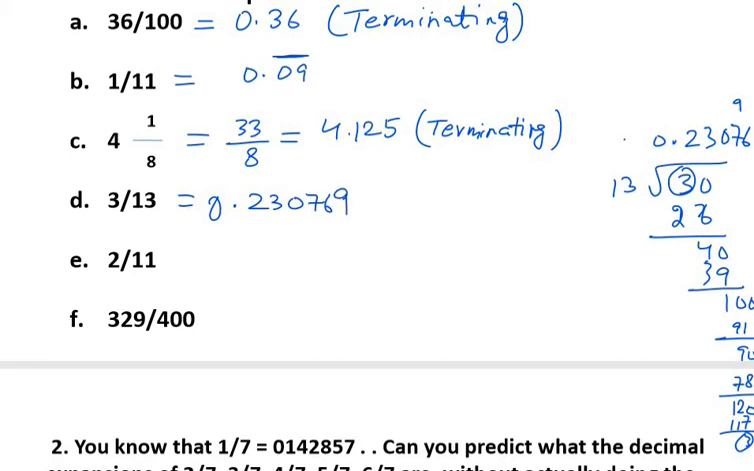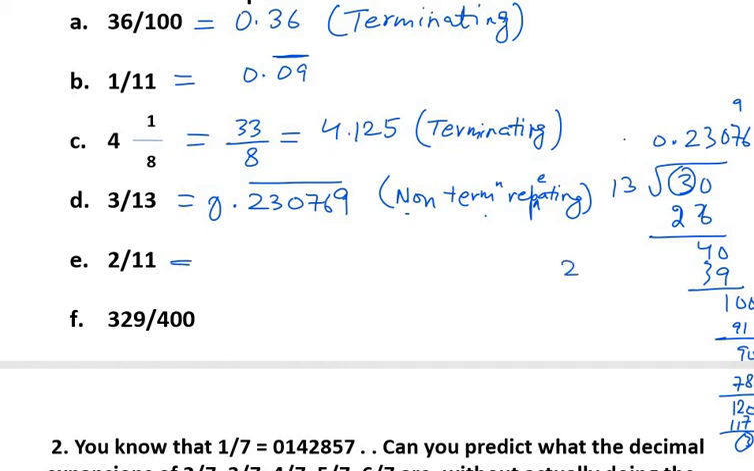0.23076 and a bar on it. Why? Because it is going to repeat the same number here. So this is non-terminating, it doesn't have an end, non-terminating and repeating too. Like in this case the number is going to be repeated. So therefore we need to write it is a non-terminating and repeating decimal. Now the next one is 2 over 11.